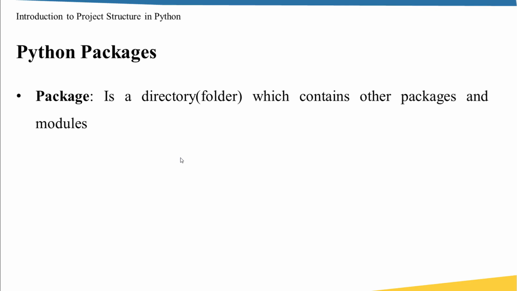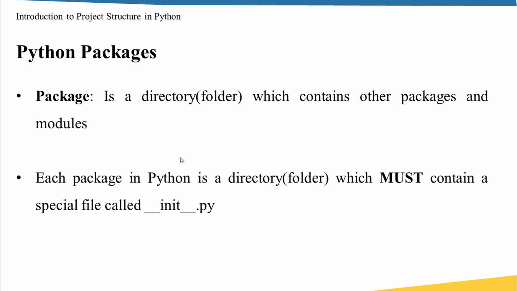Now let's talk about the Python package. So what is a package? Simply, a package is a directory, in other words a folder, which contains other packages and modules. As I mentioned before, not every folder is a package. What makes a folder a package in Python? A file called __init__.py. So each package in Python must contain a special file called __init__.py. From this we can understand that within packages we have modules, and modules are simply Python files with a .py extension. And that's all for this lecture.